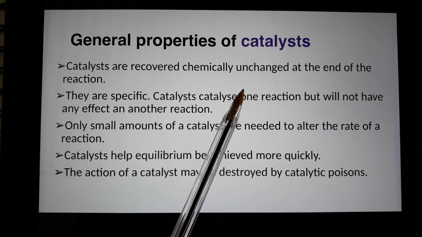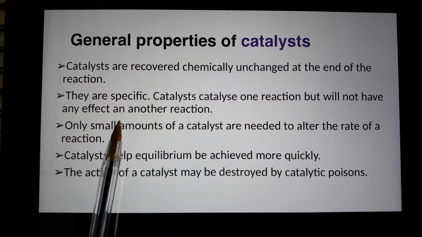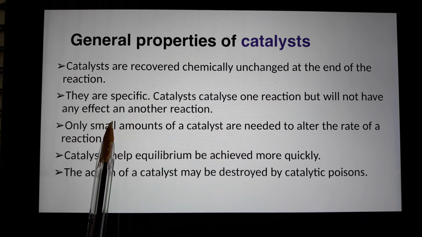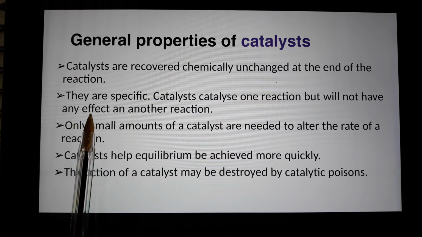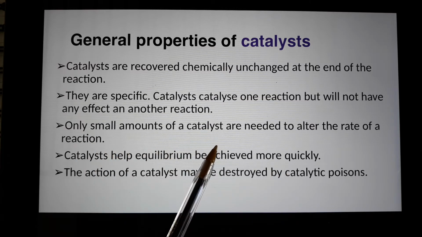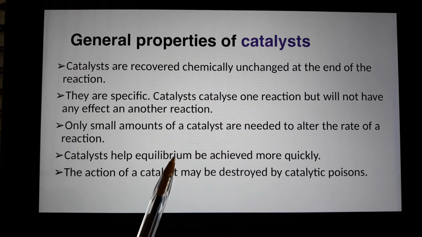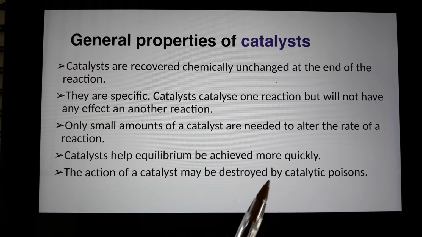So we know that they are recovered at the end of a chemical reaction chemically unchanged. They're very specific, so a catalyst is like a rubber glove. It will fit onto the hand, it doesn't fit onto the foot, so it'll work for one chemical, it will not work for another. Only small amounts of catalysts are needed, so we usually just add like the tip of a spatula, a tiny amount. This one won't make much sense to us until we do the chemical equilibrium chapter, but catalysts help equilibrium be achieved more quickly. They do not affect the position of equilibrium. And lastly, the action of a catalyst may be destroyed by catalytic poisons.